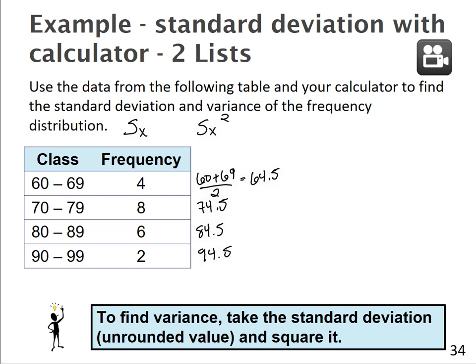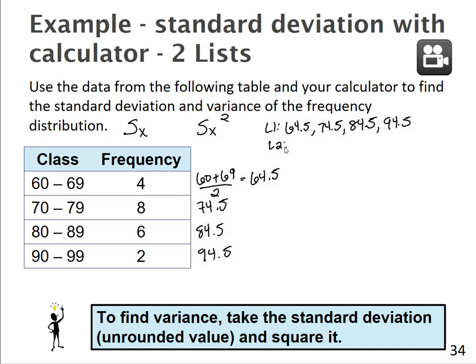Okay? So my class midpoints are going to go into L1. If we remember this from earlier in this section, we used L1 in our calculators. So my L1 list is going to be 64.5, 74.5, 84.5, and 94.5. What's different now is that I have two lists.